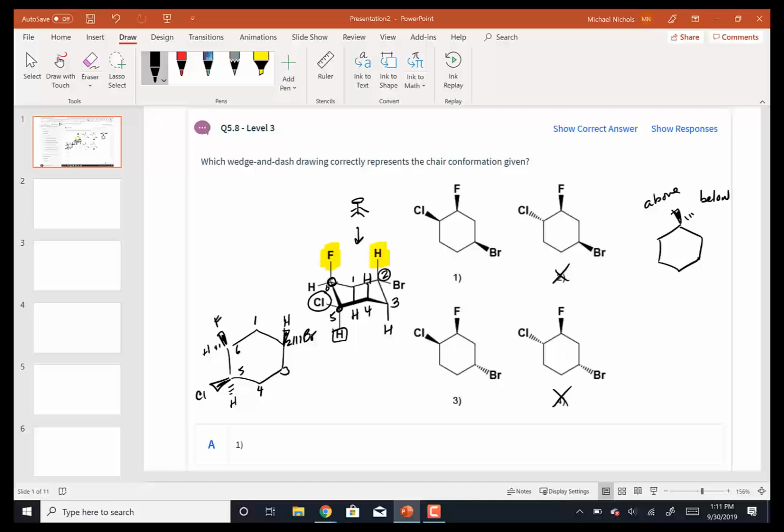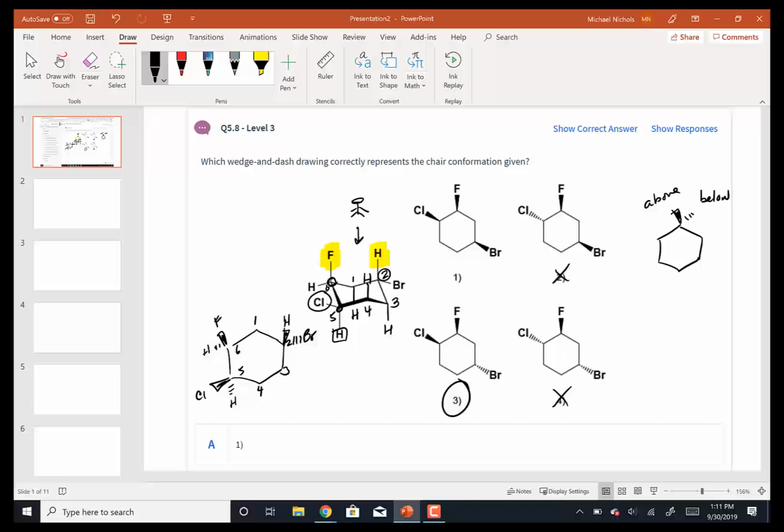I can eliminate 4, so I'm down to 1 and 3. What's the difference between 1 and 3? Oh, what a piece of cake problem this is. They didn't even move the bromine around to a different position. They just said, are all 3 of them on the same side of the ring? No, that makes 3 the correct answer.